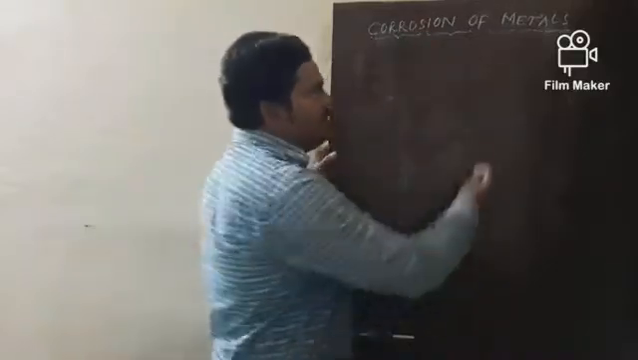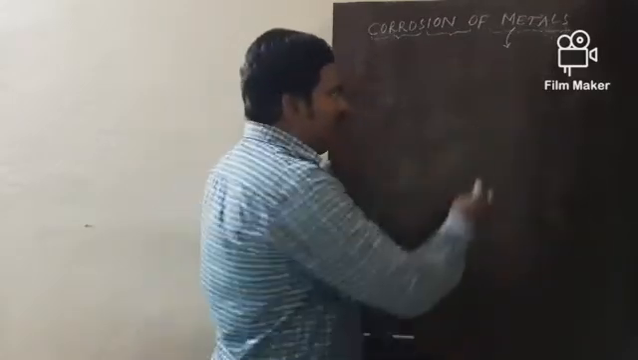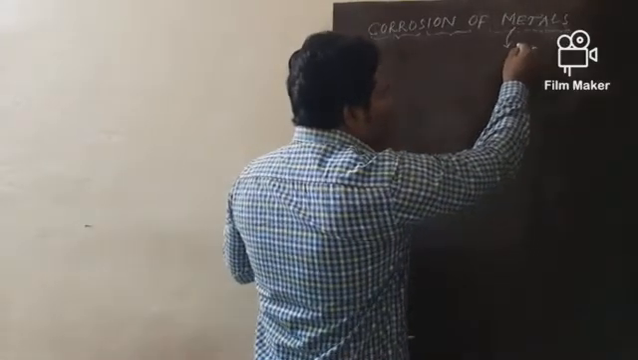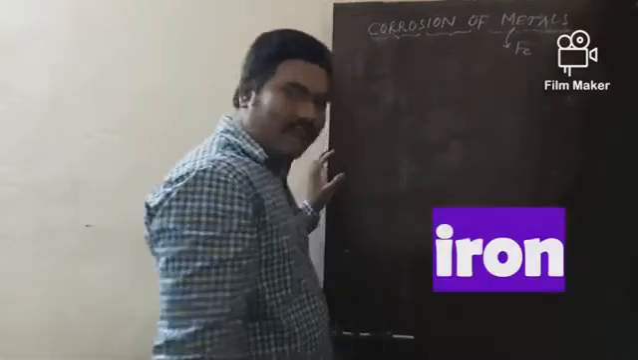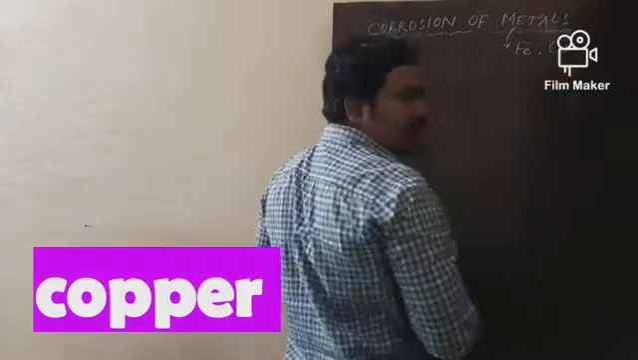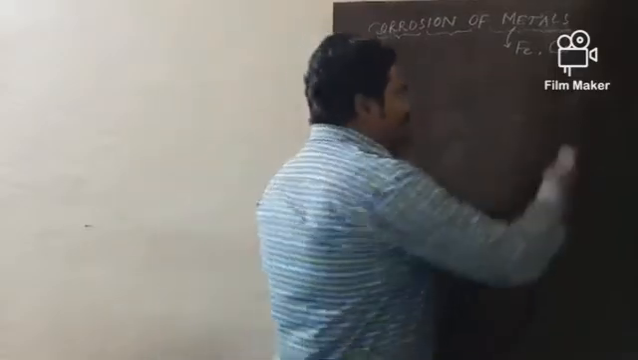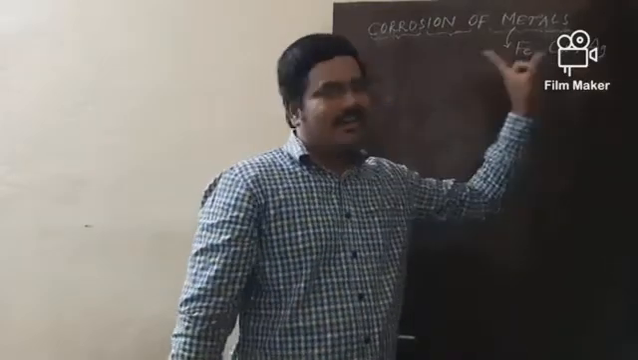Now, corrosion of metals. Let me take three metals which are quite familiar to you in our day-to-day life. I am giving the first clue for the first metal. This metal plays a very prominent role in the construction industry. What is that? Iron. Yes, you are correct. And next, copper, because we are using copper vessels, especially for cooking purposes. And for jewelry purposes, one important metal is silver. We are using silver utensils also. These three metals we are taking.